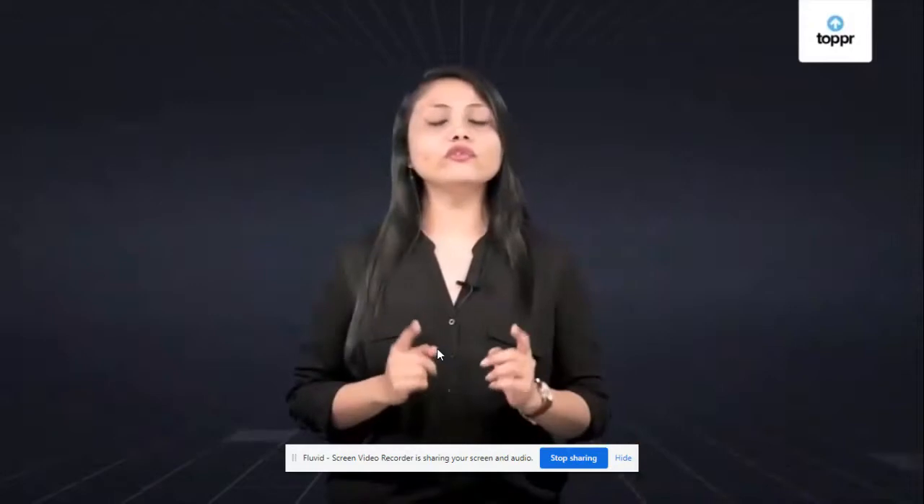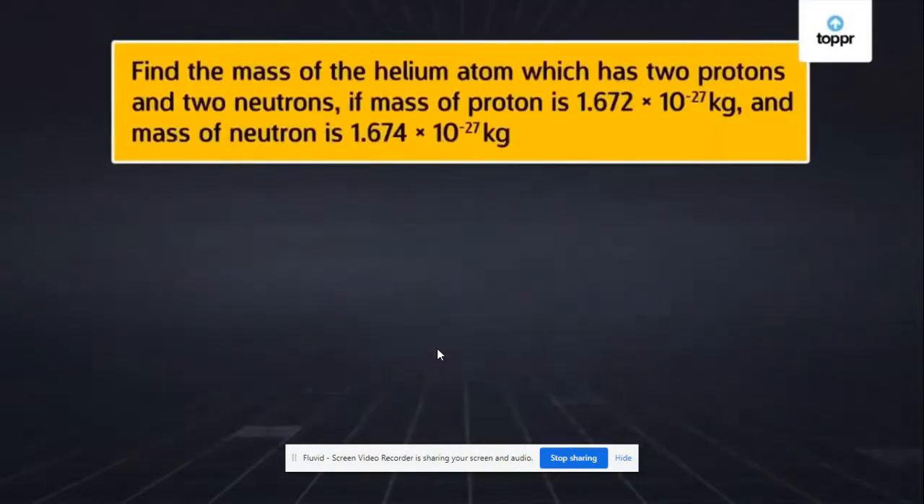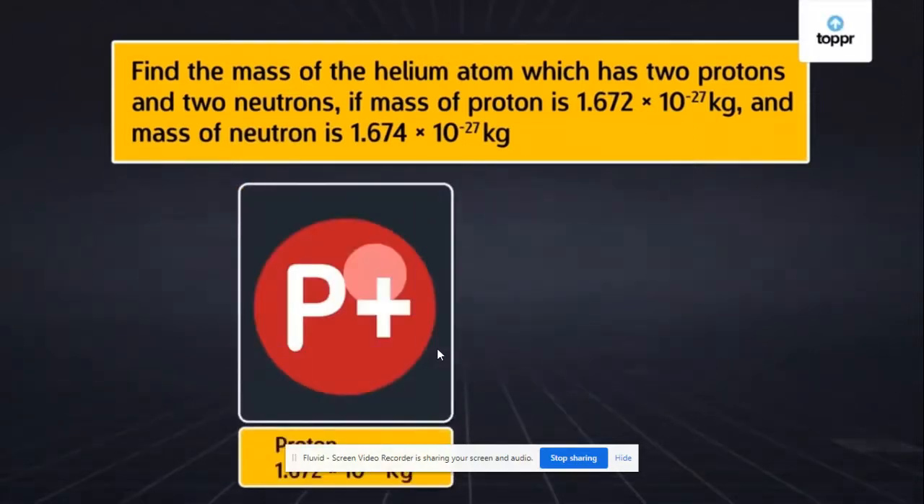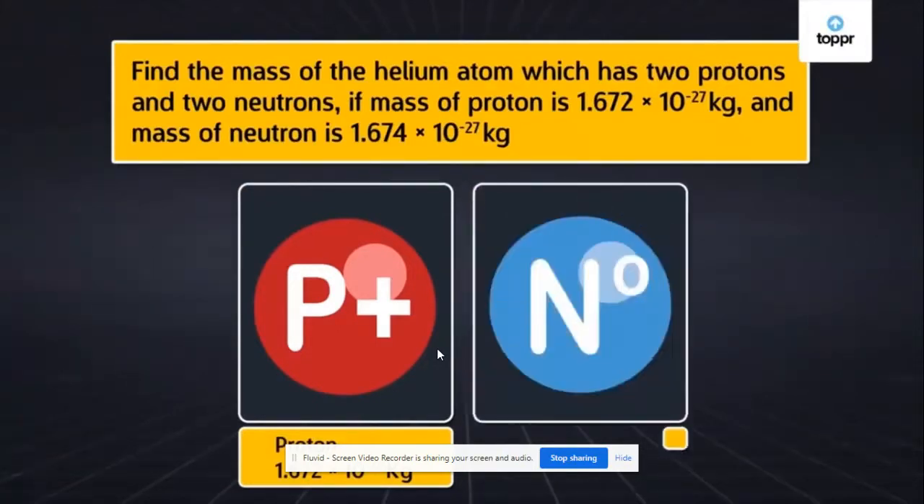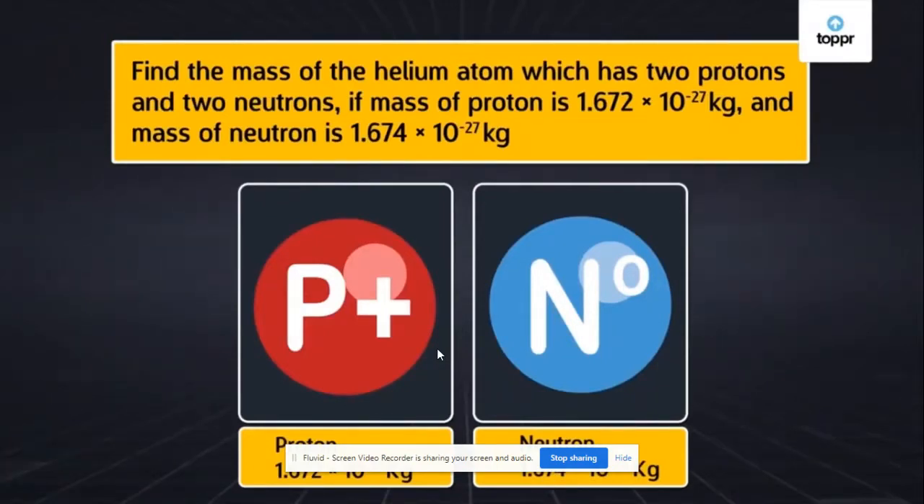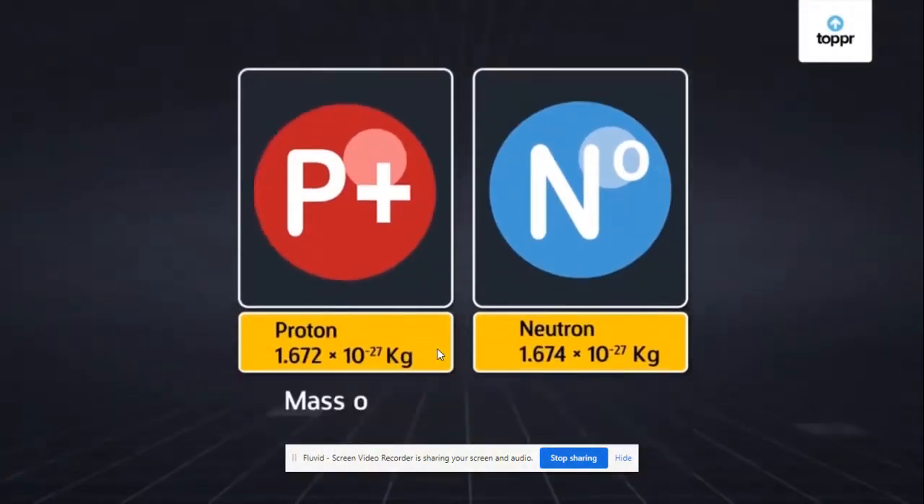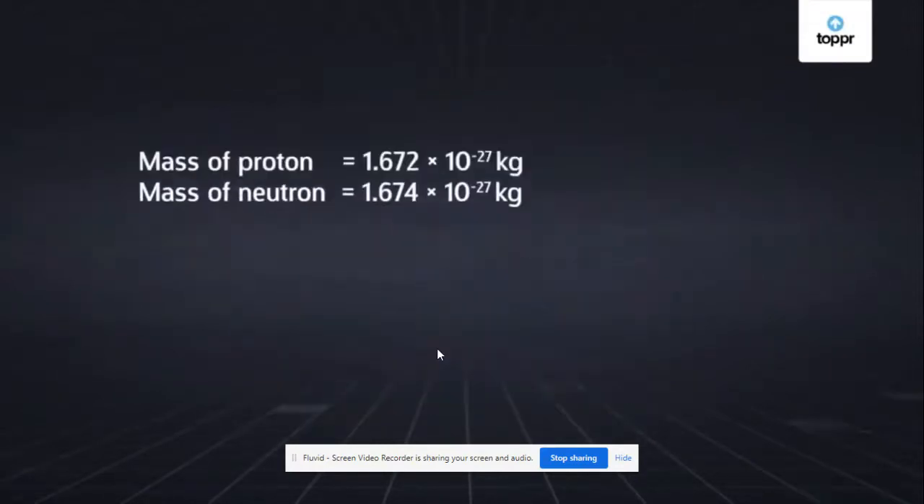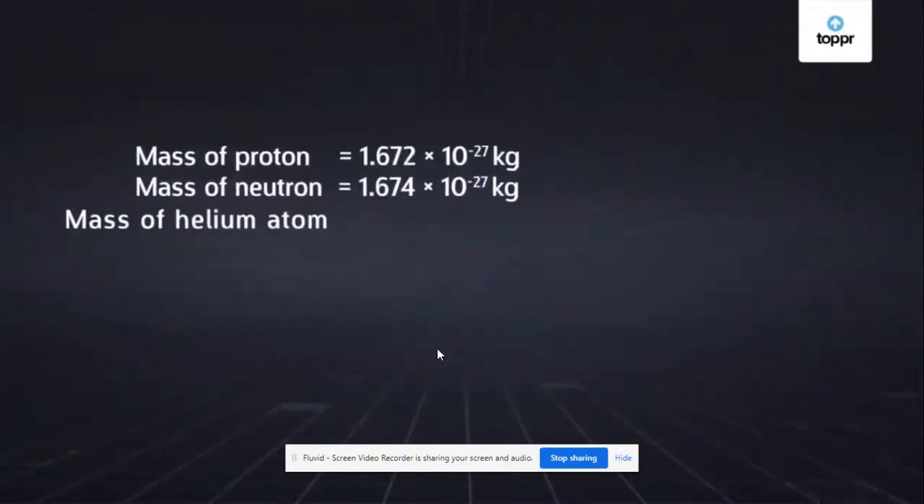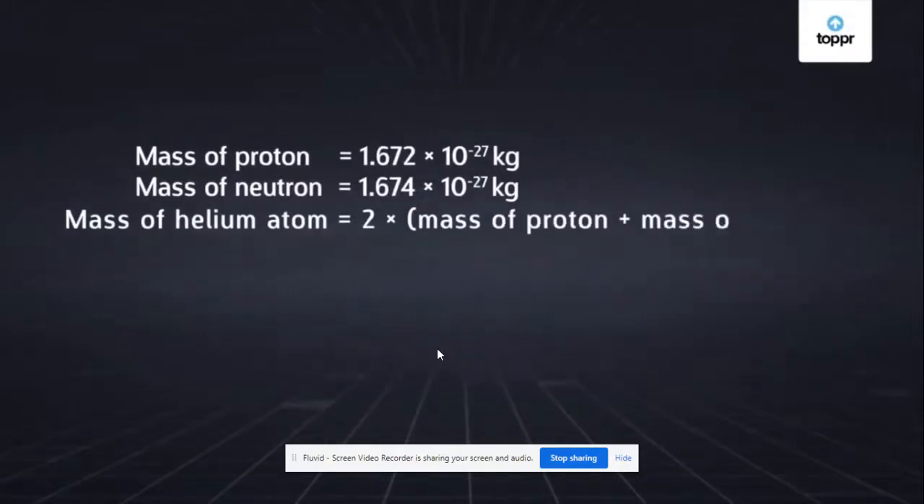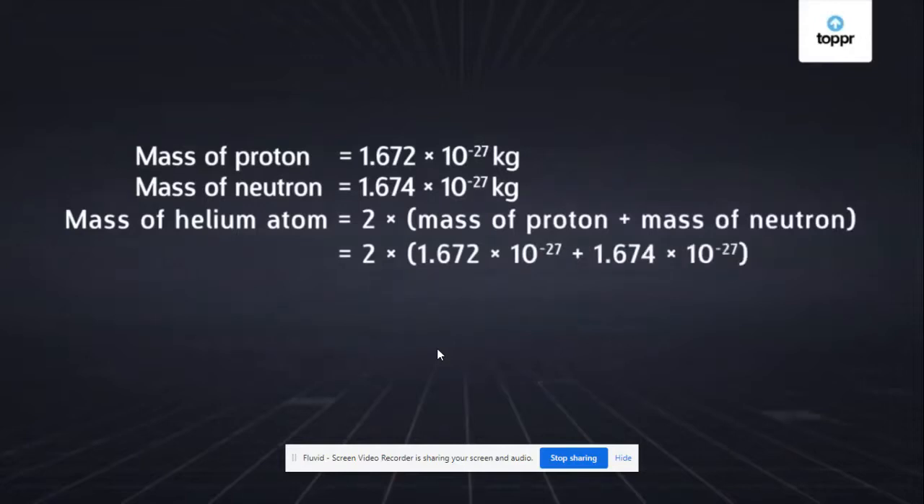Let us solve one more problem. Find the mass of the helium atom, which has 2 protons and 2 neutrons, if the mass of a proton is 1.672 times 10 raised to the power of minus 27 and the mass of the neutron is 1.674 times 10 raised to the power of minus 27. Let us list the given information as shown. We know that the mass of the helium is equal to the mass of 2 protons plus the mass of 2 neutrons, which is equal to the expression shown.